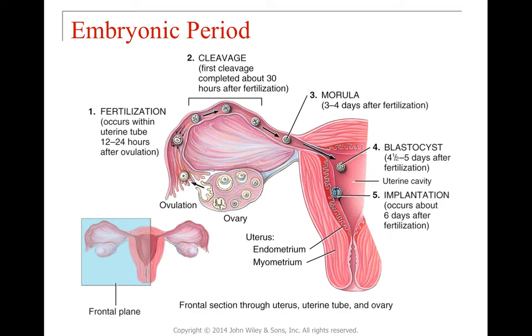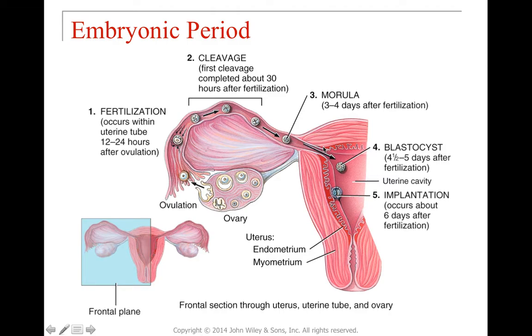Once the fertilization event occurs, then that zygote is going to be tumbling. And it's going to be undergoing cleavage events as it goes through. Its first 30 hours or so are going to be spent in transit through those uterine tubes. Now it's going to be called that morula. Remember, that's about 3 to 4 days after the fertilization event.